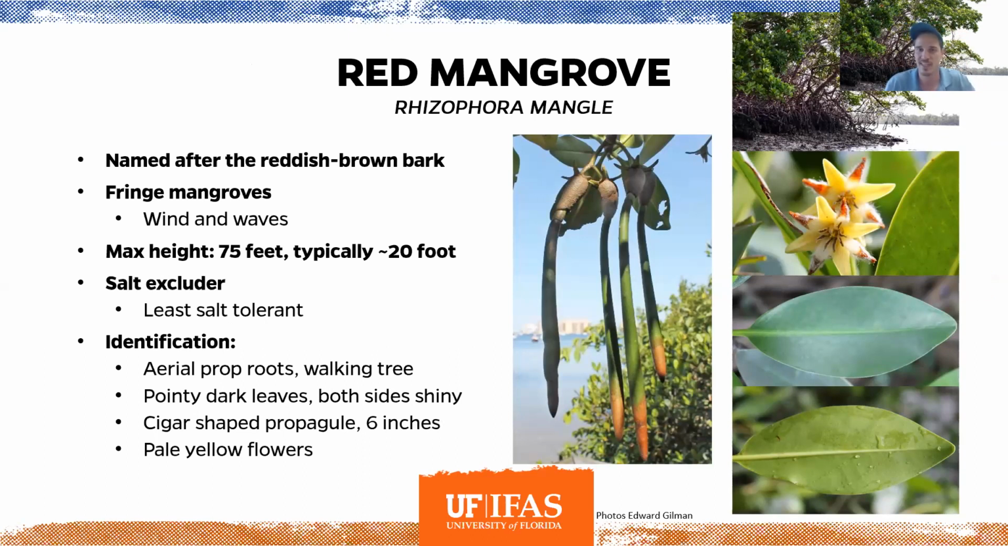And they're spongy because they have those small gas exchanging pores called lenticels, like I mentioned, that get air down to their root system. So that's that adaptation and a really easy way to identify those red mangroves. They get about 75 feet tall, but typically they're only about 20 foot. And that's because they're on the exterior fringe of these environments.